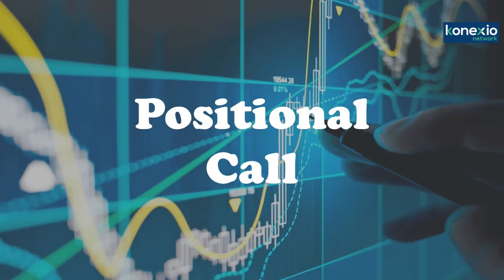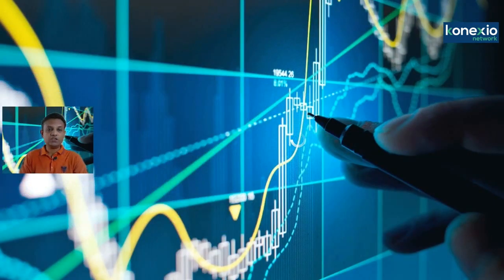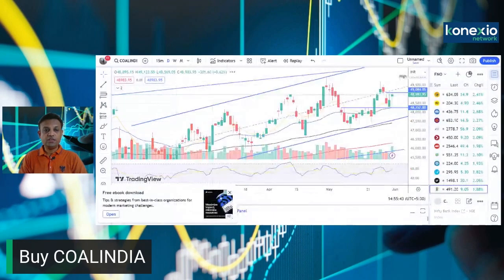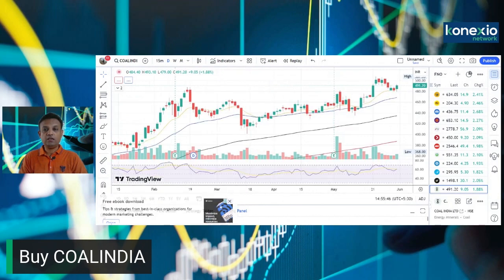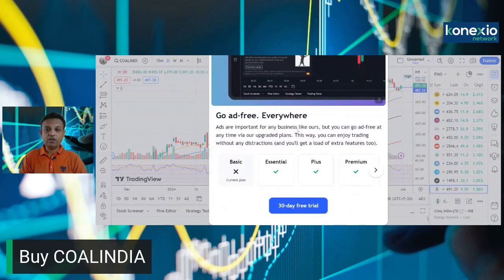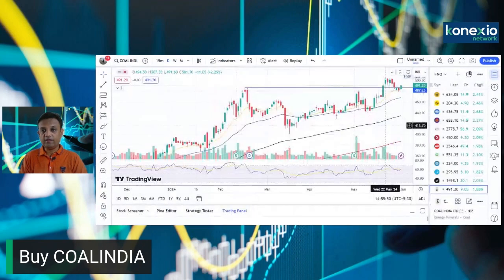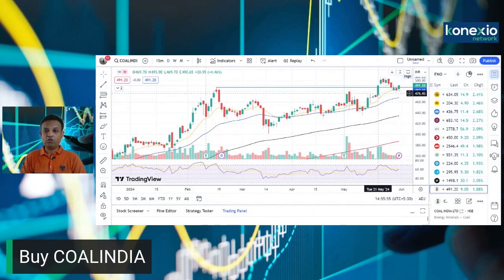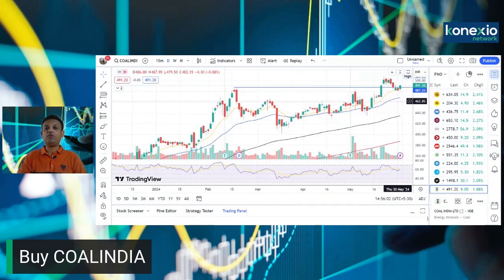So, friends, now let us come to the final segment of our show, which is the positional call. I've identified one stock. The name of the stock is Coal India. Let us go to the daily charts of Coal India, and we'll try to figure out what the trend of the stock is and what kind of move it can give in the coming months. You can clearly see the stock has given a rounding bottom breakout, then it has given a pullback. Again, it has tried to give an upside rally from this junction.